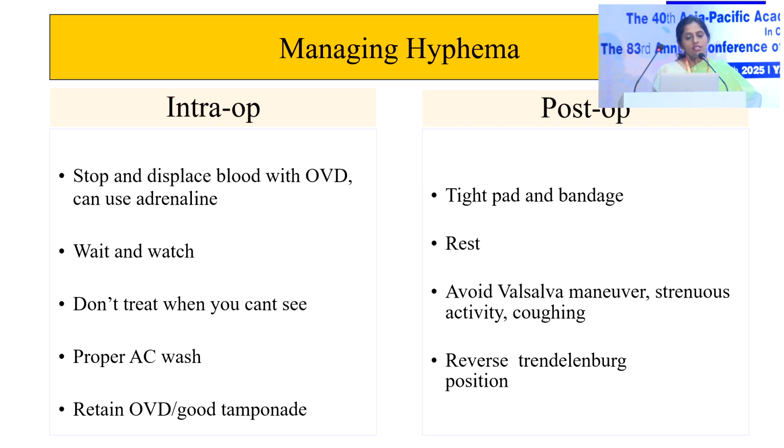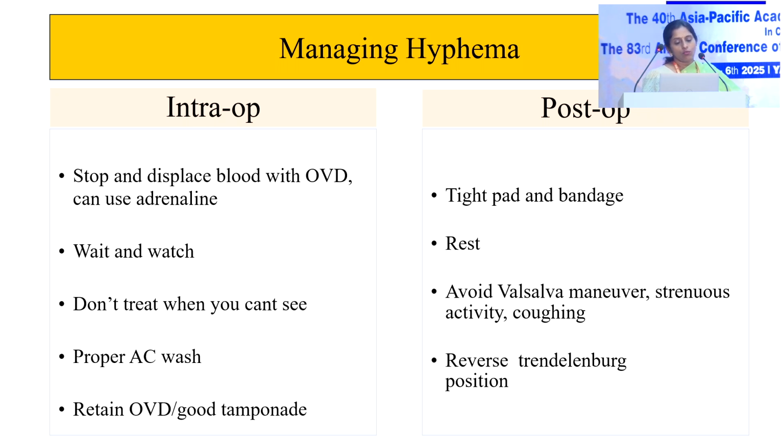Number one is stop and displace the blood with OVDs. We can use adrenaline. You can just wait on the table, have some patience, and give it some time to control the bleed. And then don't treat when you can't see. So whenever there is bleed, don't proceed with the surgery. Just wait, clear out the bleed and see what is happening.